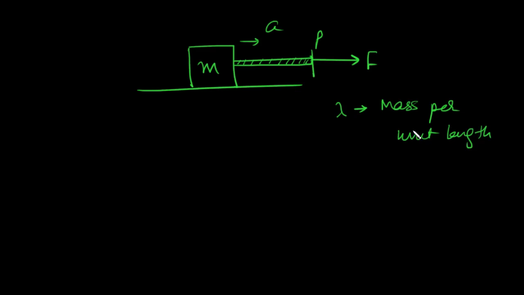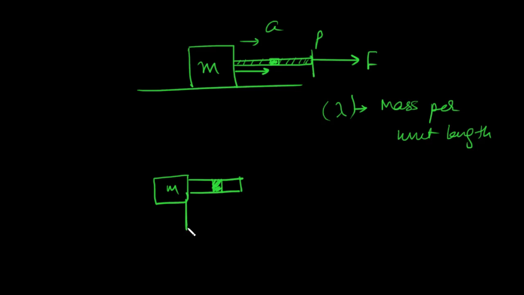Since the rope is long, if we have to find the mass of a certain portion of the rope, that will be denoted by lambda, and this will be taken from the mass M. So suppose this is the rope and I have to take the mass of this portion, and this is the block of mass M.